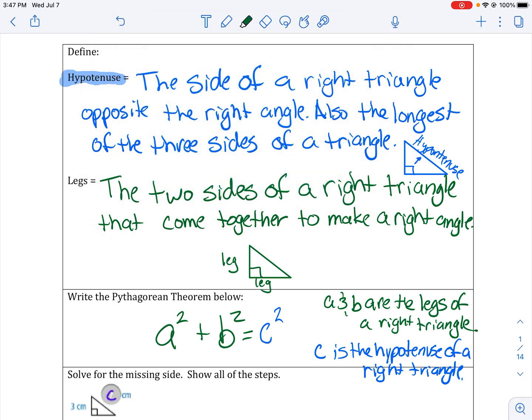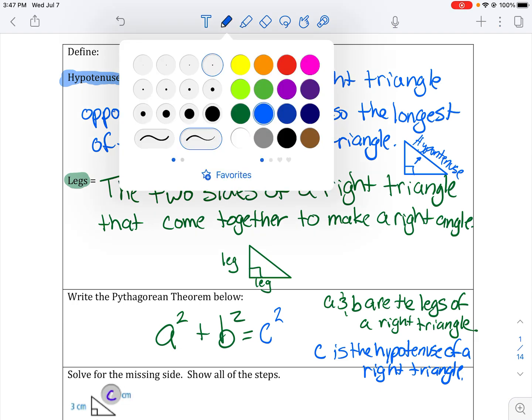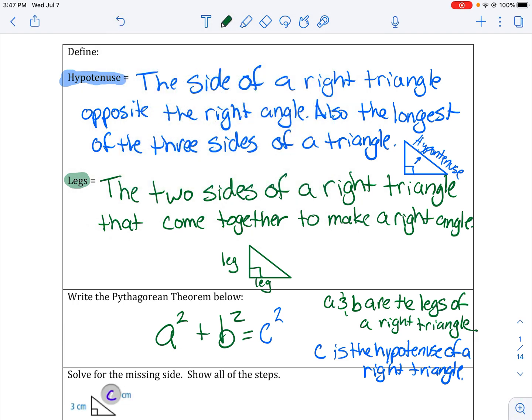Okay, next are the legs. Notice legs is plural, there are two, right? There are two legs in every single right triangle. The legs are the two sides of the right triangle that come together to make the right angle. So you can see that this side and this side right here are the legs of this right triangle, and together they make the right angle. And those are the three sides of any right triangle.